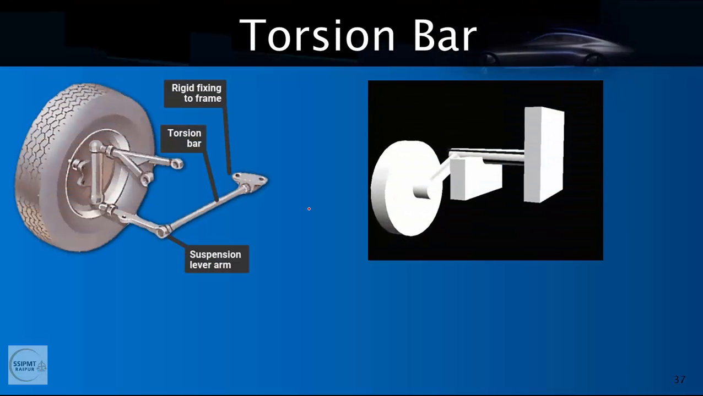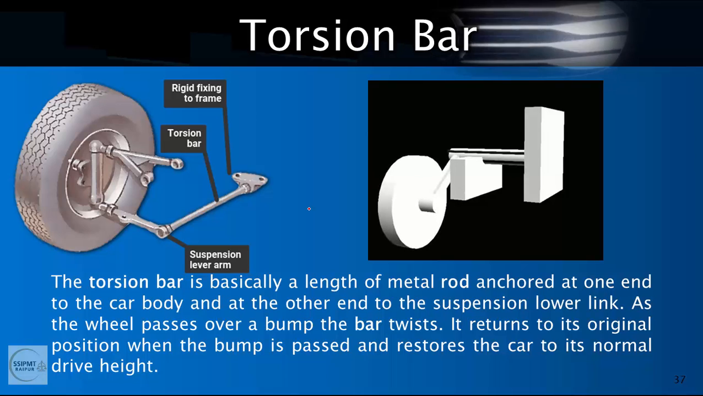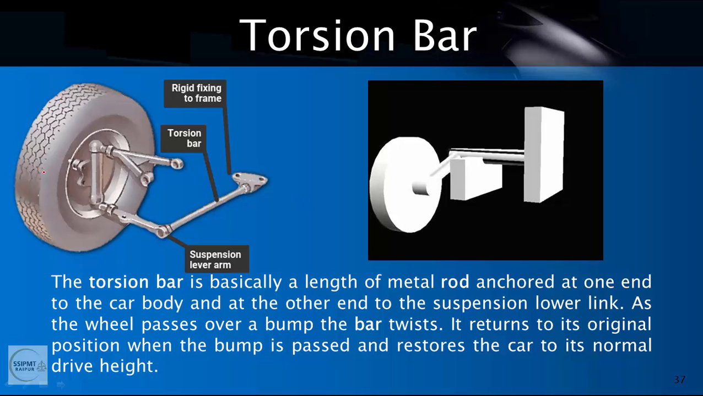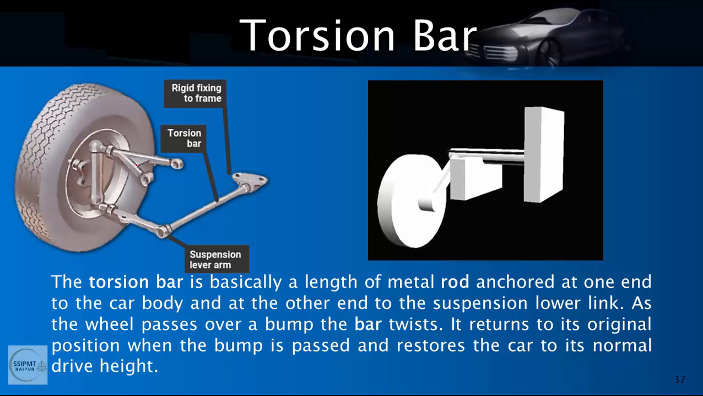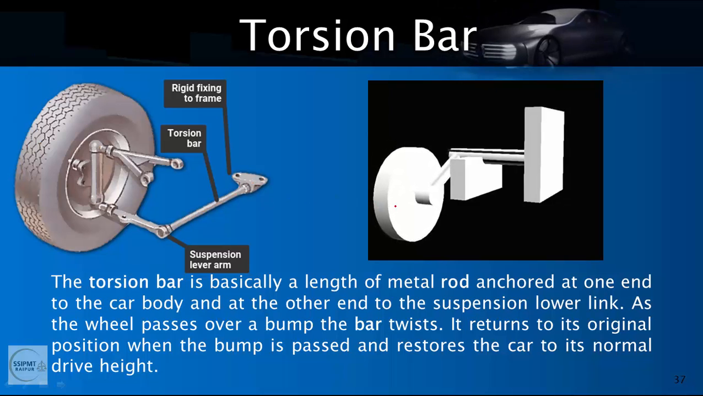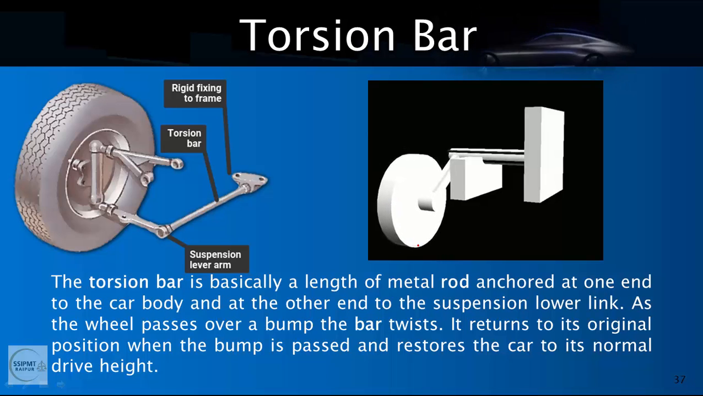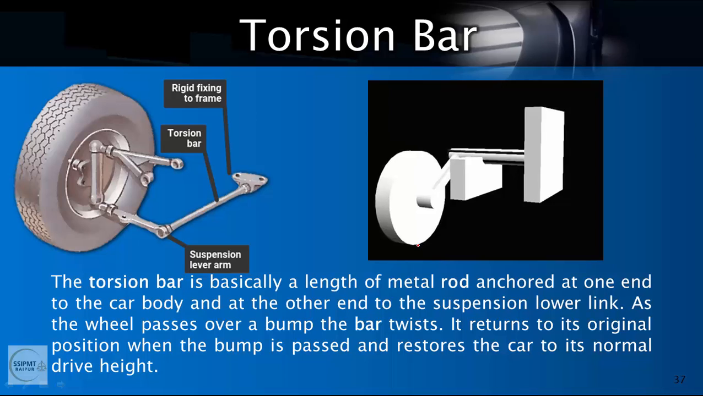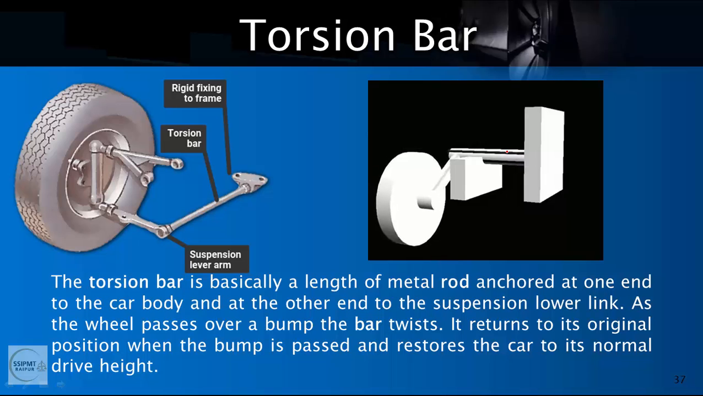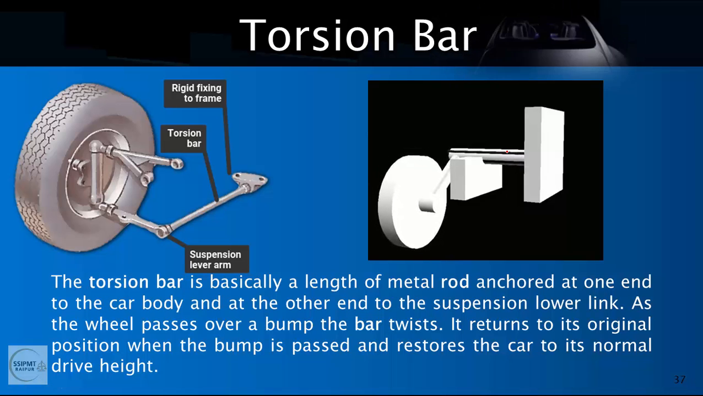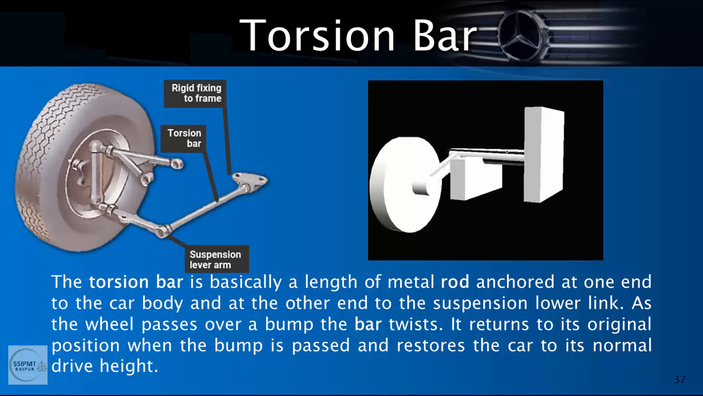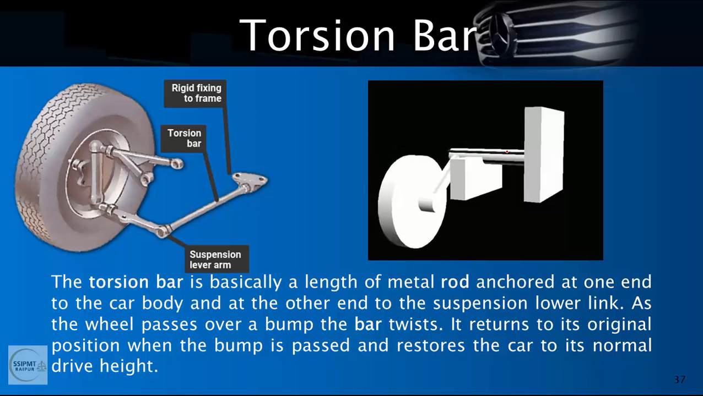Next one is a torsion bar. Torsion bar is the alternative of a helical spring, right? So you can see here, this is your wheel hub, and this rod is known as torsion bar, right? You can see the picture. Whenever any bump contacts the wheel, this bar is turned, and again after some time it returns to its original position. So the torsion bar is basically a length of metal rod anchored at one end to the car body and at the other end to the suspension lower link.